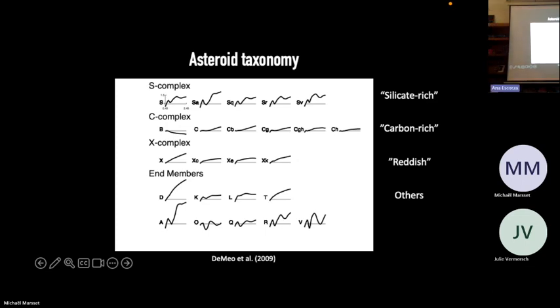What's the difference between a T and an X complex? Oh, that's really funny you're asking, because that's a question I asked. I emailed Francesca De Meo when I started my PhD and I asked, why did you create this class? It's basically intermediate: T is intermediate in spectral slope between D and X. But they're very rare.